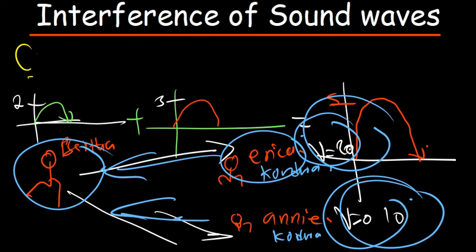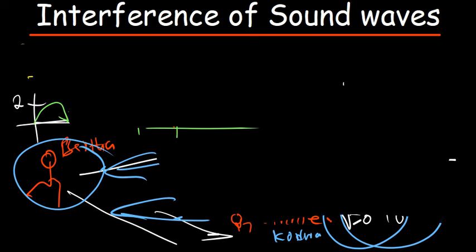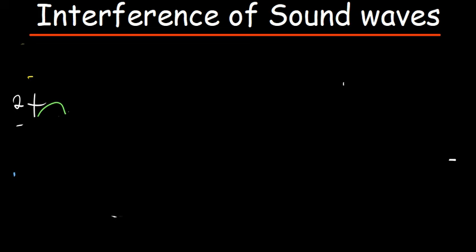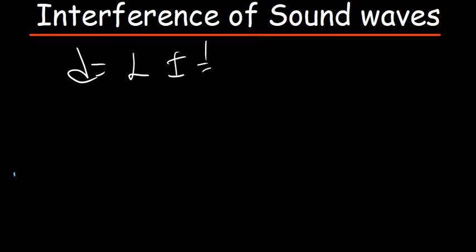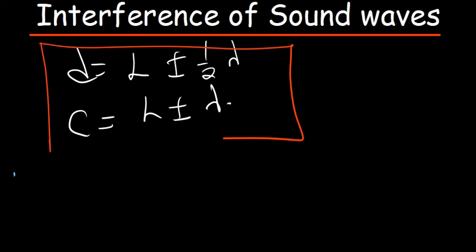Now let me give you an example. The general principle which you need to understand is that for a destructive interference to occur, the path length must differ by plus or minus half the wavelength. Then for a constructive interference to occur, the path length must differ by plus or minus a full wavelength. This is very, very important. The only thing you need to know here is that for a constructive interference to occur, the path length must differ by a wavelength.